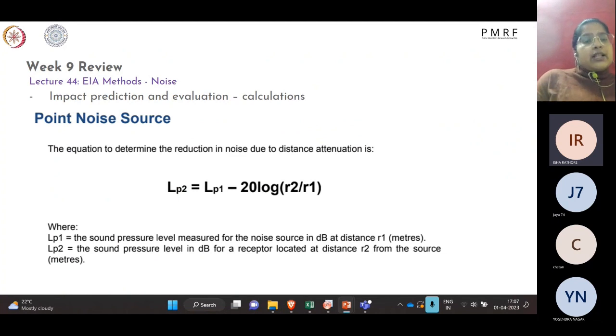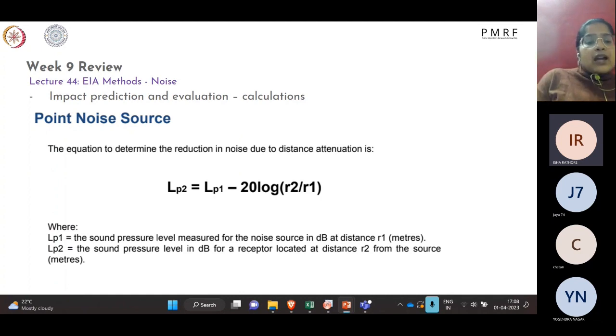And then you need to do certain calculations based on the type of source. So you can have a point source, that is one single object causing this noise pollution in your site. So you can calculate because of the distance between the source and the receptor. So we have the sound pressure level, which is measured from the noise source at a distance R2 from the source. So this is calculated by subtracting 20 log R2 by R1. R2 is the distance, and R1 is the distance from the noise source.